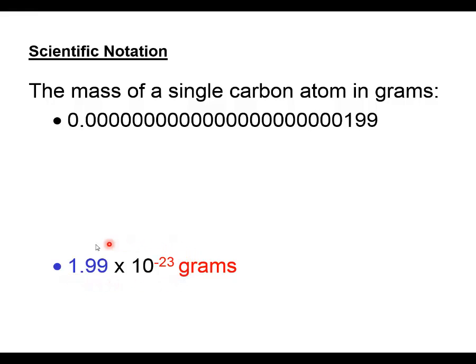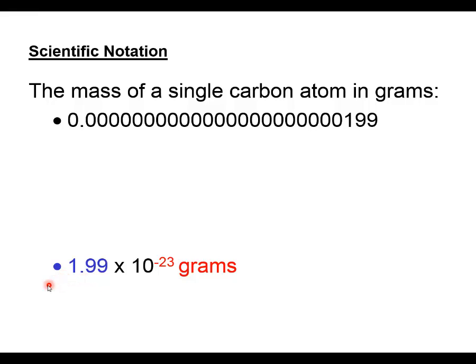Now, if I were to read this value in scientific notation and want to convert it back to a standard number, since I have a negative 23, that negative exponent reminds me that I have a very small value. I'd want to move my decimal point back to the left 23 times to get back to the standard number.